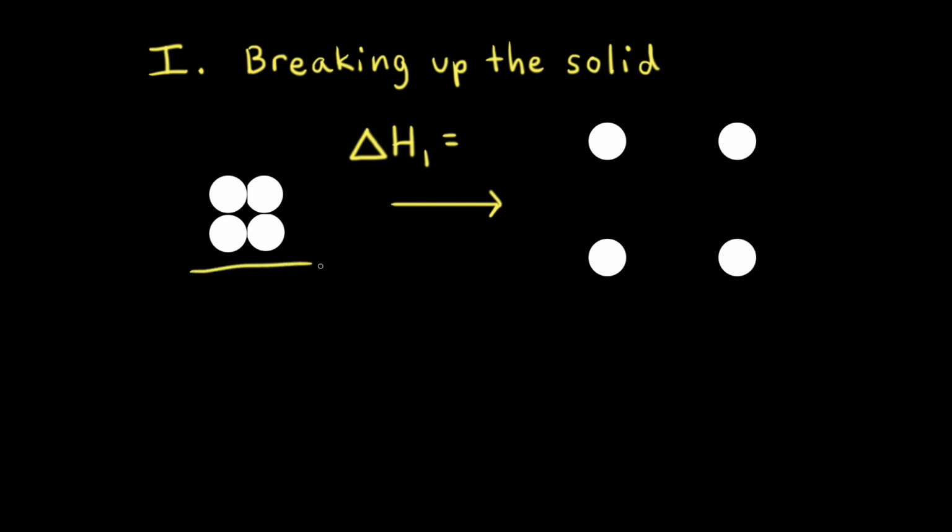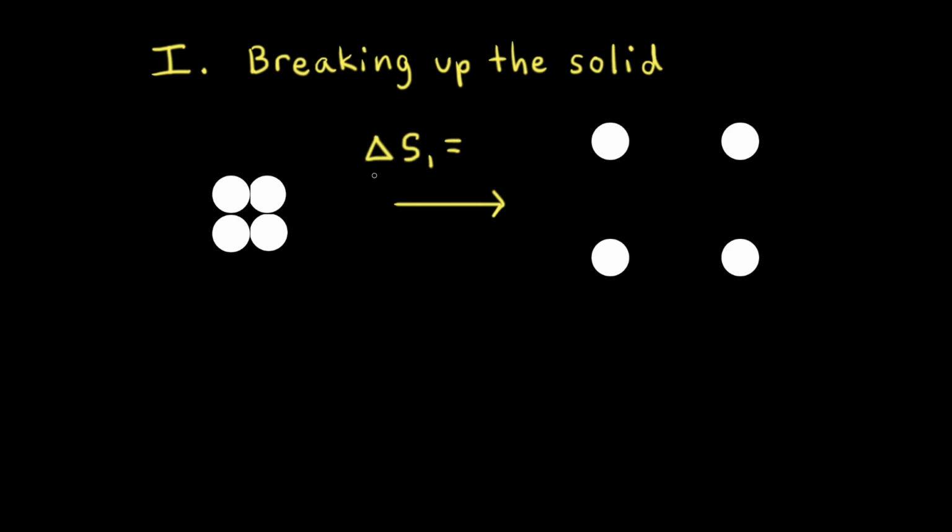Solids are held together by attractive forces. For example, if we had an ionic solid, it would be ionic bonds or electrostatic interactions holding together the opposite charges. So if our goal is to pull apart or break apart the solid, it would take energy to overcome these attractive forces. Therefore, delta H1 would be positive.